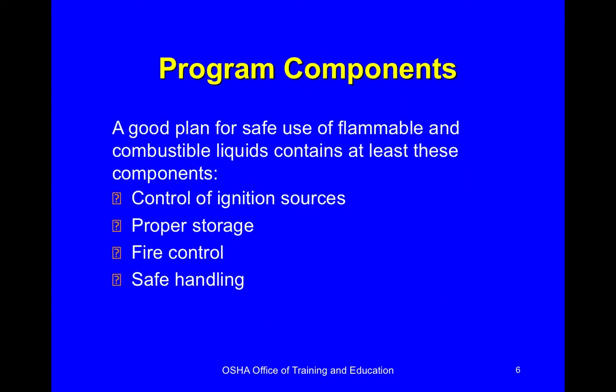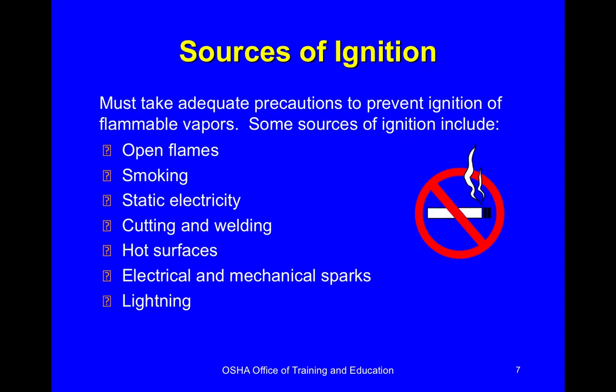The program that OSHA outlines, that you have to have for your company, is going to be looking at ignition sources, how to control those, how to store the chemicals safely, what type of fire control is in place if there is any sort of fire, or to mitigate it, as well as the safe handling.